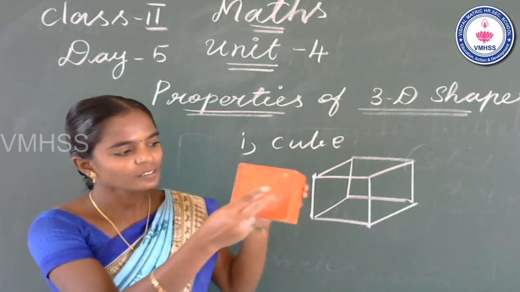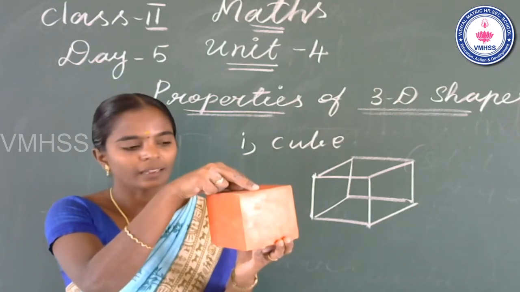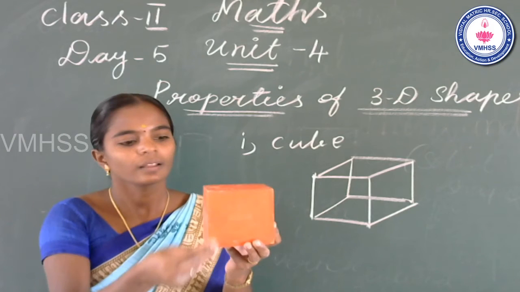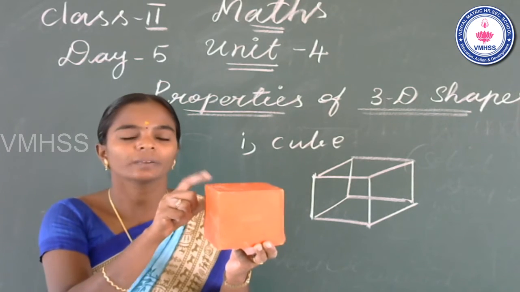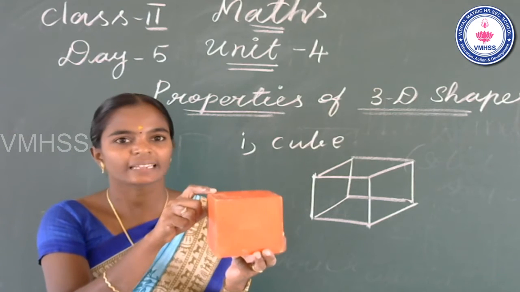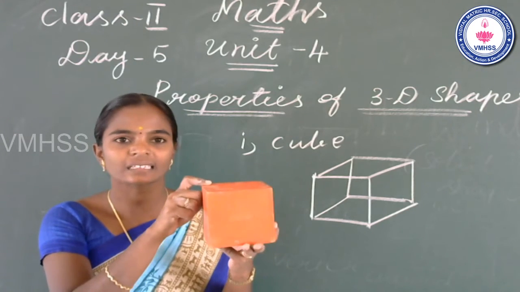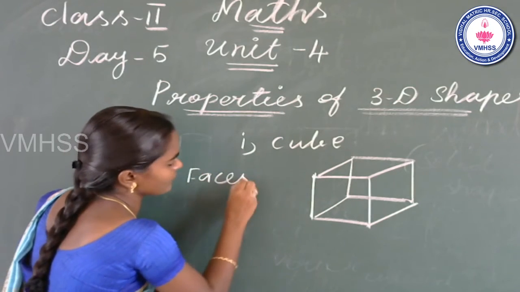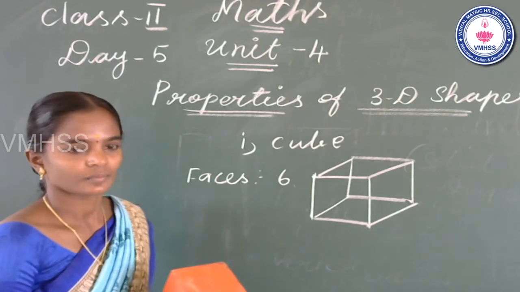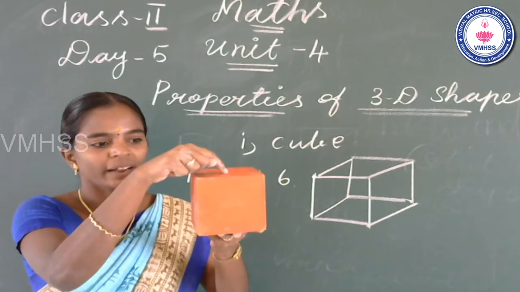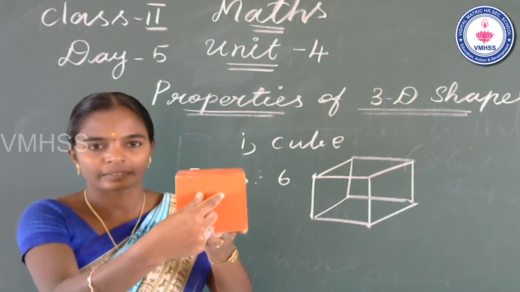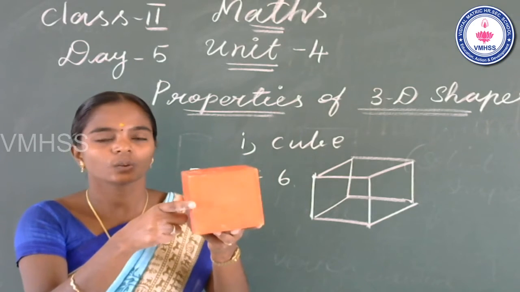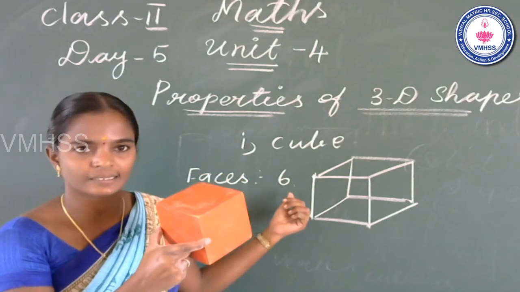Okay children, listen. First this face 1. Next this side 2. Next 3, 4, 5, 6. So how many faces in a cube shape? 6 faces. So there are 6 faces. Once again, 1, 2, 3, 4, 5, 6. So the total number of faces is 6.